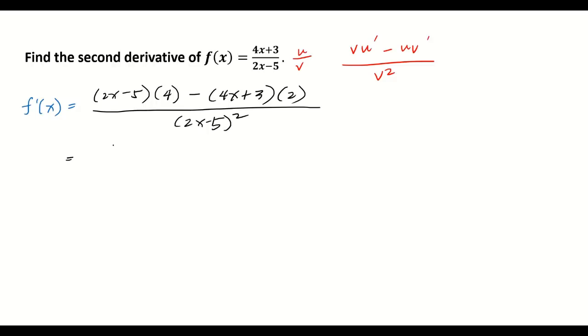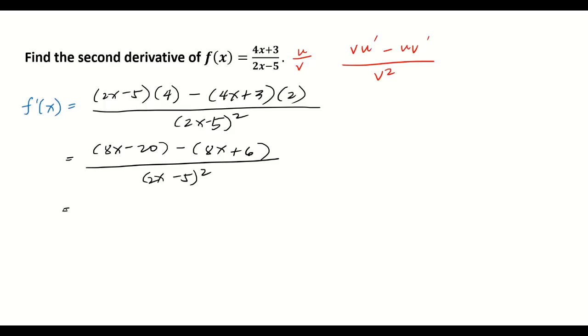Simplifying, you have 8x minus 20 minus 8x plus 6 over the square of our denominator. And simplifying, 8x minus 8x would be cancelled. So what's left would be negative 20 minus 6. So this would be negative 26 over the square of 2x minus 5. So this is our first derivative.